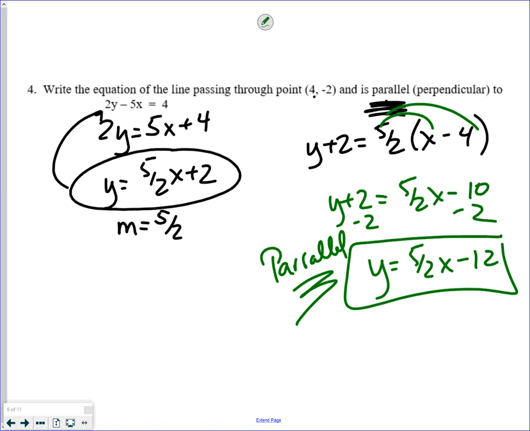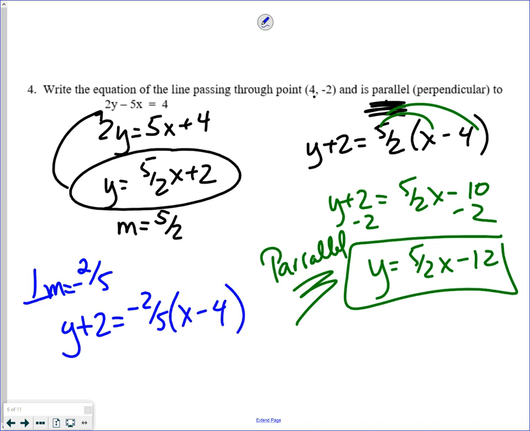On your test, they're not going to ask you to do both on the same question, but they could ask this same question doing perpendicular. So let's talk about what you would do for perpendicular. Instead of using the same slope, 5 halves, the perpendicular slope would actually be negative 2/5. It's the opposite reciprocal. And then I would do the exact same thing. y minus the y of the point, slope, x minus the x of the point.